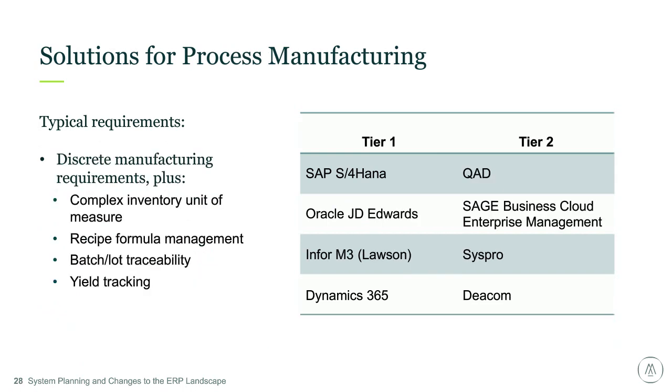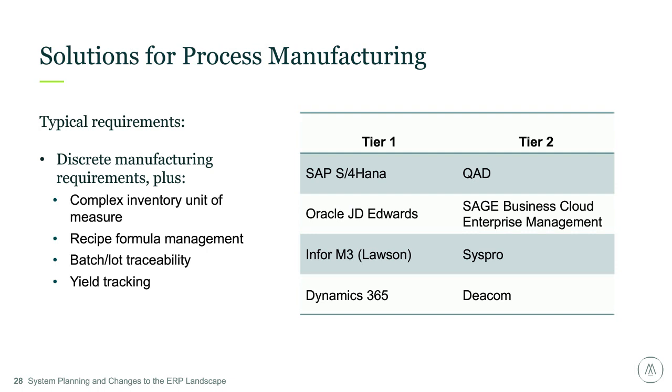Process manufacturers often have the same requirements as discrete manufacturers, plus a need for the ERP system to support complex units of measure, a need to support recipe-based bill of material formulation, a need to support lot tracking and yield tracking. Those are key drivers that our clients often identify as their requirements of a process manufacturing-centric ERP system.